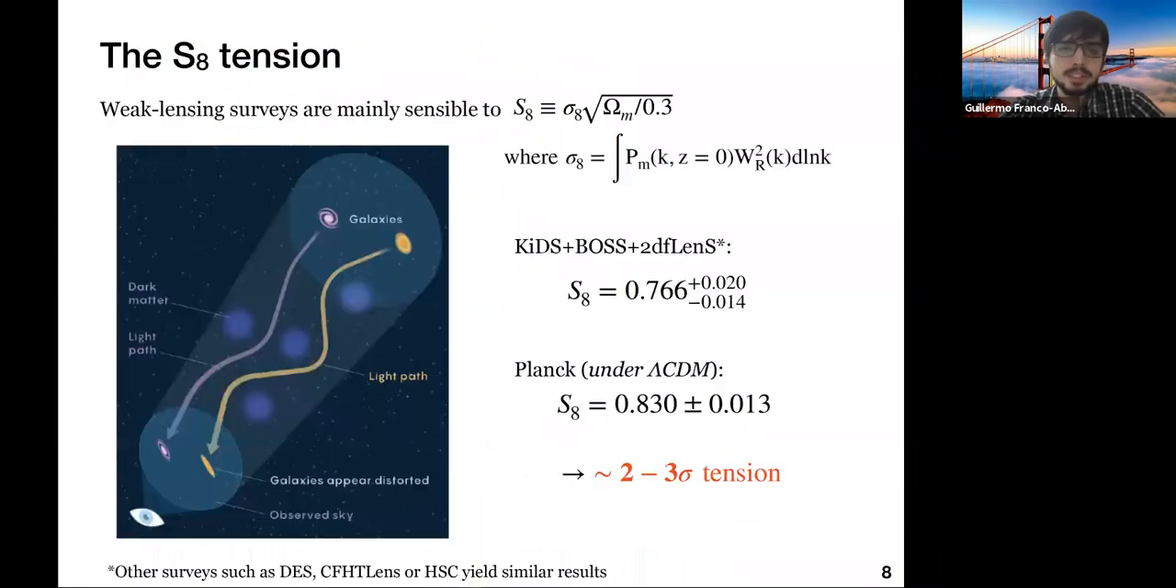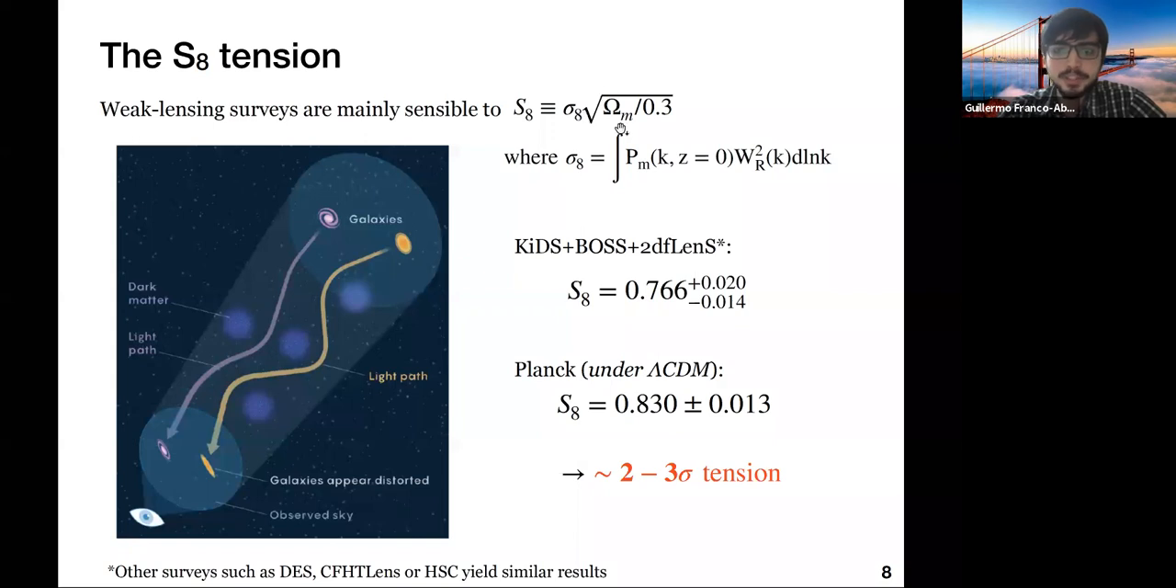Okay, so let me start talking about the S8 tension, which comes when we talk about the weak lensing surveys. These surveys essentially measure the distorted images of galaxies due to the presence of large clumps of matter in the line of sight. And in this way, they are able to get an estimate of how matter is distributed in the universe.